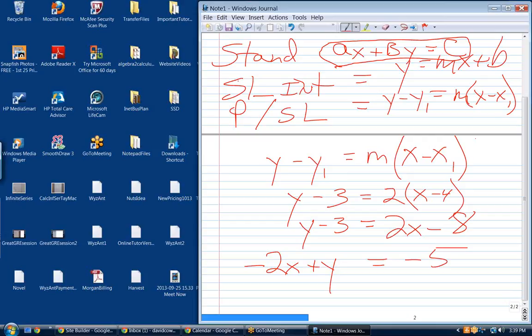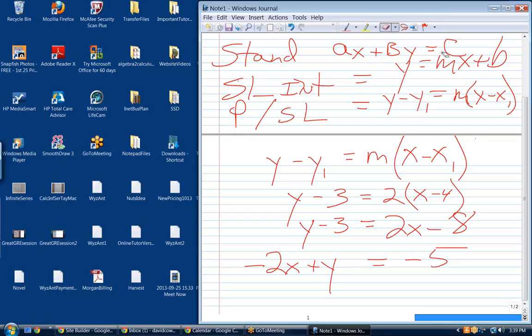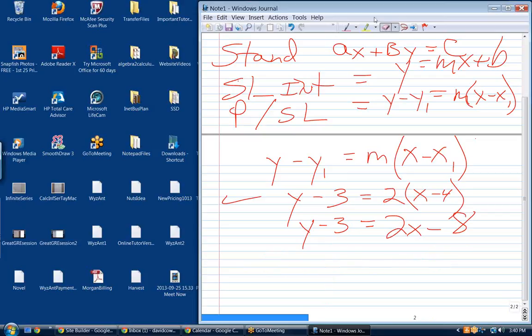In other words, to get it into a particular format, you just have to make it look like that. If they ask for it in point slope format, then this is very acceptable. That's actually point slope format. If they ask for slope intercept format, then all I would have to do here is add 3 to both sides, and I have y equals 2x minus 5, so that's slope intercept format.